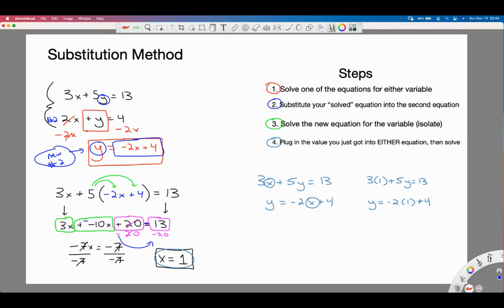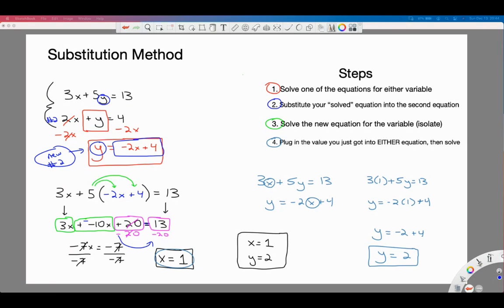All right, if you were to solve both of those equations out, I would choose the second one because you only have to choose one of them, but I would choose the second one here because y is already isolated, right? It would be y equals negative 2 times 1, which is just negative 2. So negative 2 plus 4 would end up getting you a positive 2, giving you your final answer of x equals 1, y equals 2.